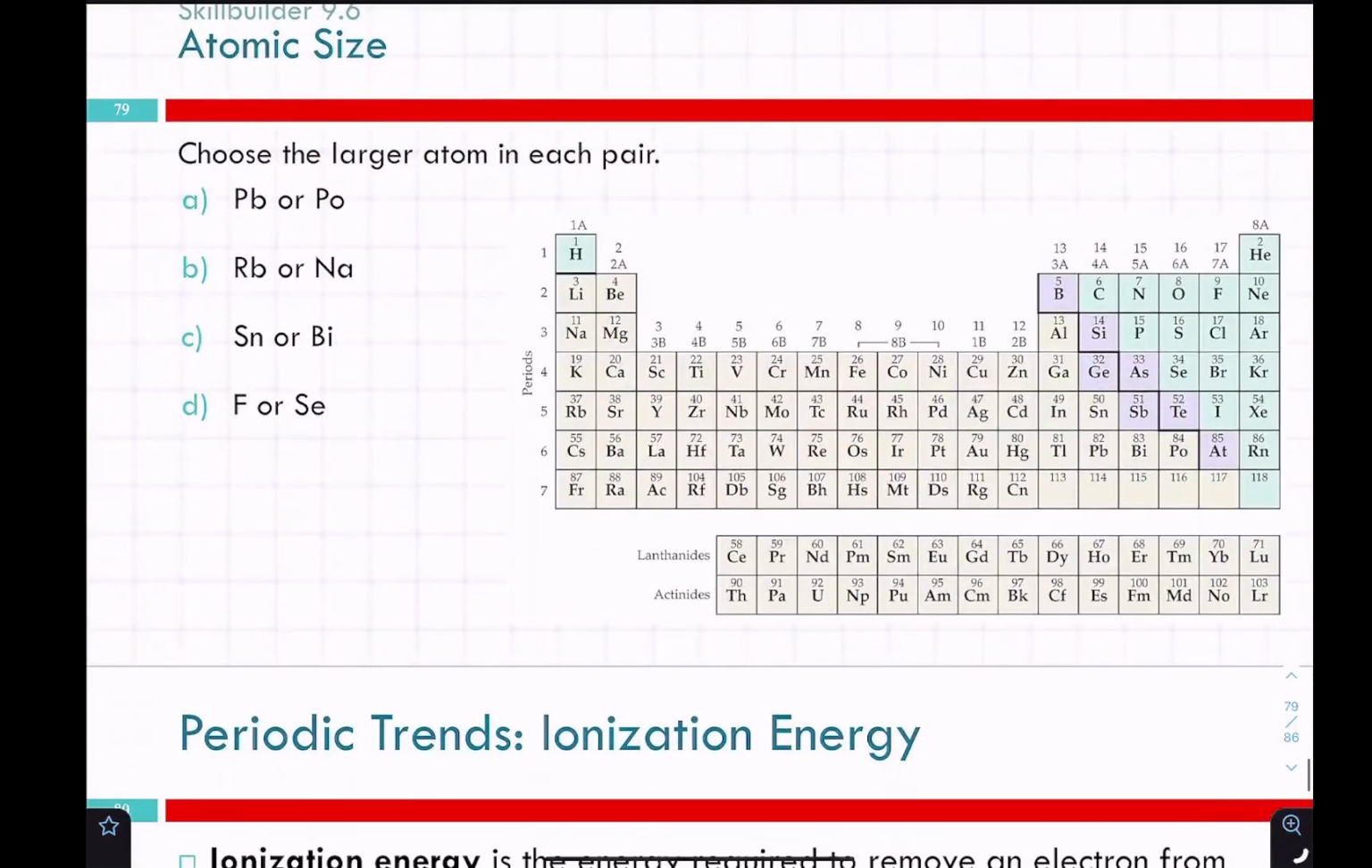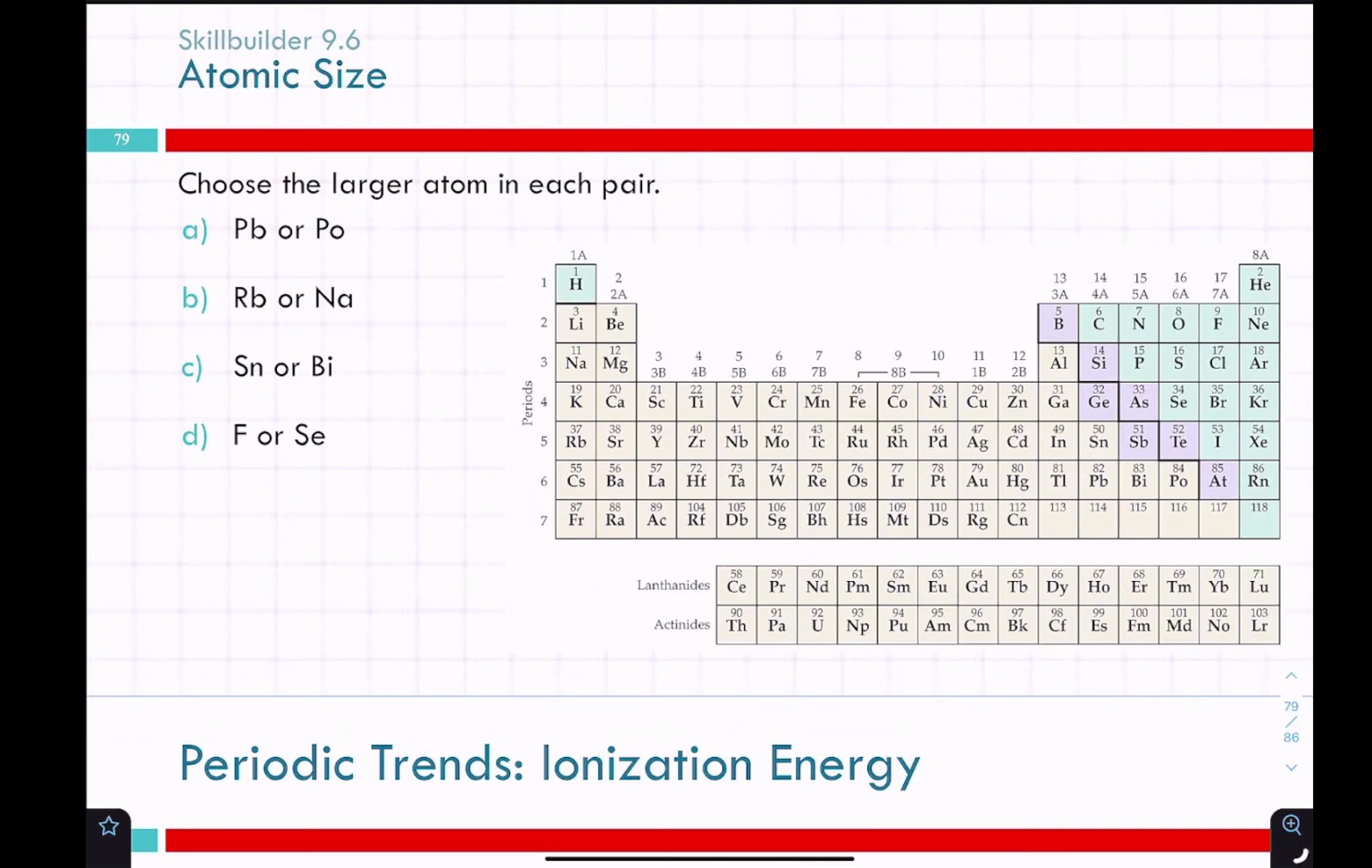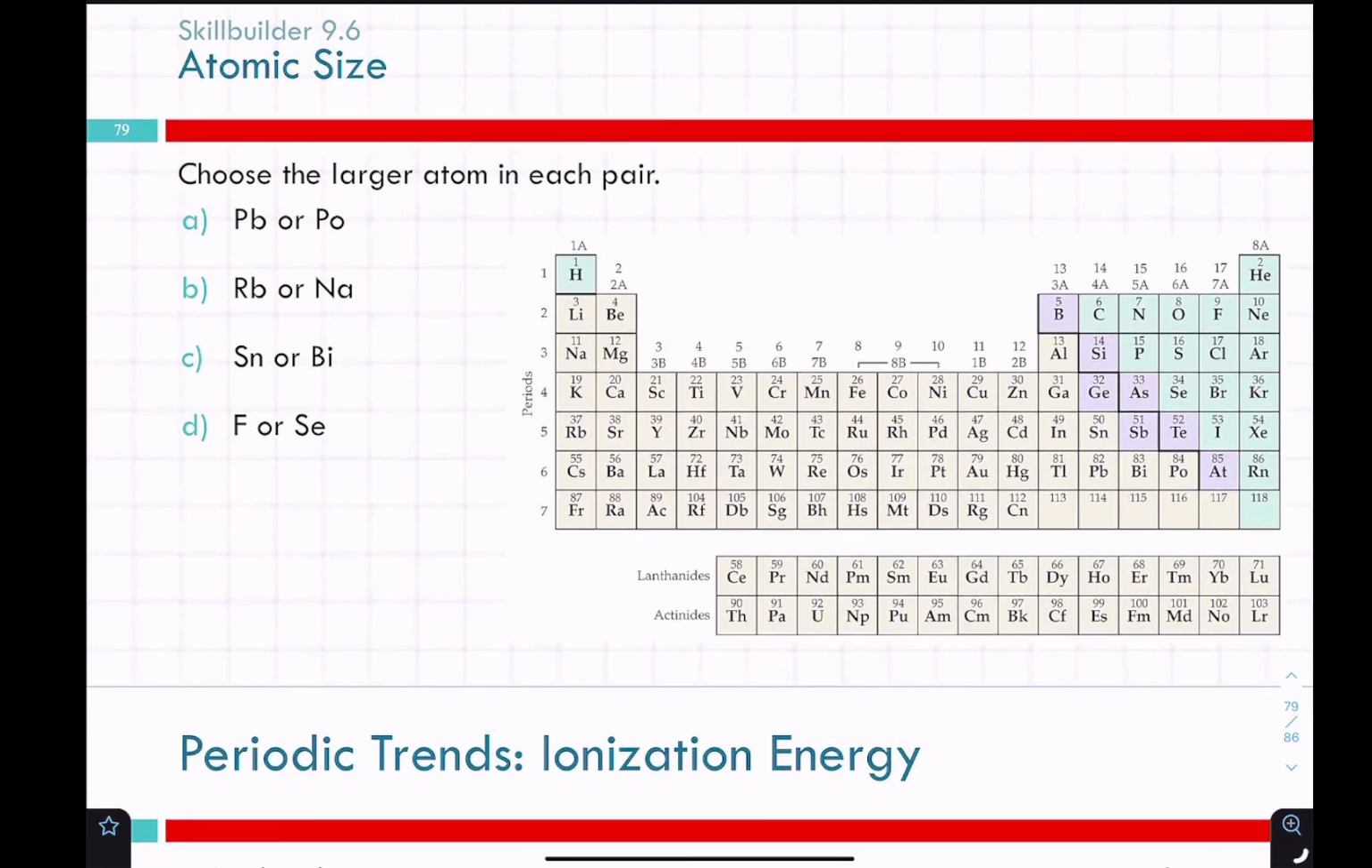So we can use this, right? Okay, so let's look at a couple of these. You have to remember, too, that going from left to right is a smaller change than going down or up. So if you get some conflicting information there, you have to remember which one is the bigger difference. If we're looking at lead or polonium, which one is bigger? Lead is here, polonium's here. Which of those is larger? Which one's closer to cesium? Lead. So lead is the larger atom.